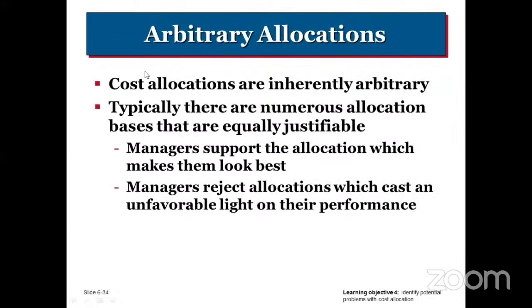Second, arbitrary allocation. Cost allocation is inherently arbitrary. It means sometimes not so accurate, you see. Based on what I feel is right lah. What I feel is right, I give you this amount. Typically, there are numerous allocation bases that are equally justifiable. Managers support the allocation which makes them look best. Very easy lah. The manager will like an allocation that gives them a very low amount, like every month just 1,000, 2,000. So the manager will be happy lah. But managers reject allocation which casts an unfavorable light on their performance. If you give them 200,000 allocation, the manager or the sales department will not be happy lah.